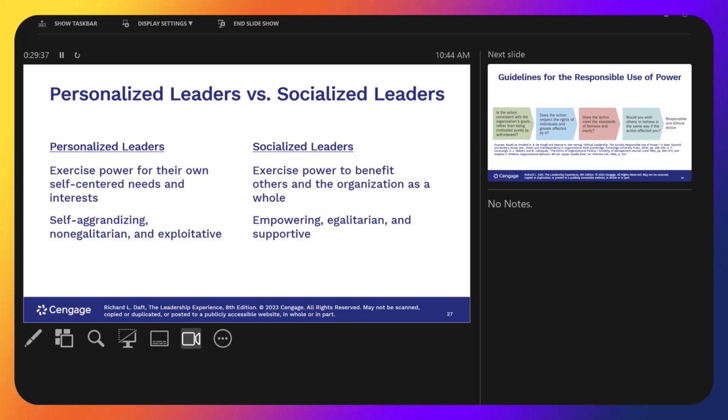Aggrandizing, non-egalitarian, and explorative. So when you look at this, basically, most things they do are self-centered. And I'm going to give you an example.